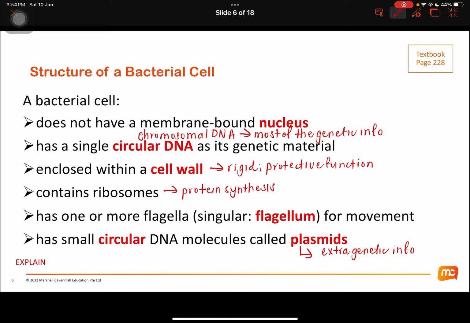Bacteria also have flagellum for movement, and some bacterial cells have more than one to aid in the movement of the cell.